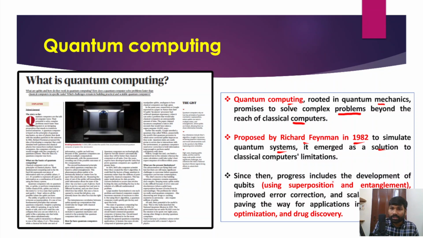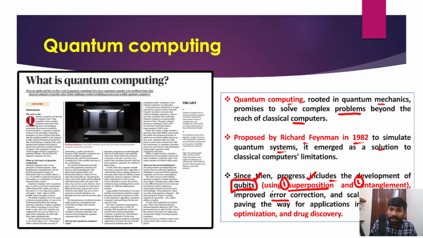Since then, the progress includes the development of qubits. Okay, so scientists, or the technological giants, started developing qubits, and qubits are very important components of quantum computing. These qubits are being developed using two different concepts: one is superposition and another is entanglement. So we'll understand what superposition is and what entanglement is, right? The development of these qubits would improve error correction.